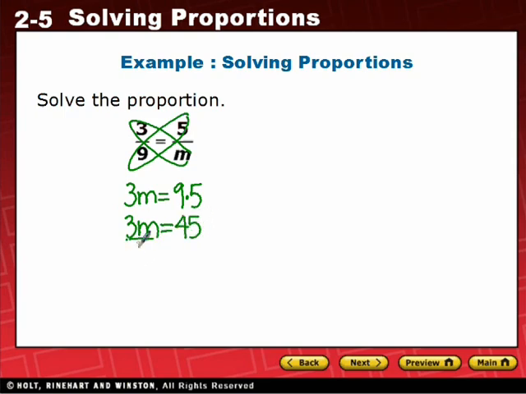Divide both sides by 3. It's a one-step multiplication equation. So m equals 15. Okay, which I probably could have figured out if I'd reduced 3/9 to 1/3 and then just made an equivalent fraction. That would be another way to do it.